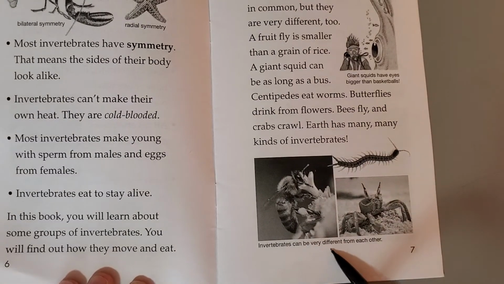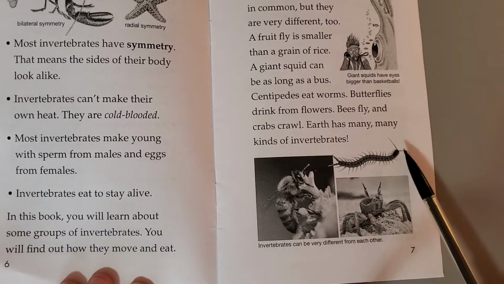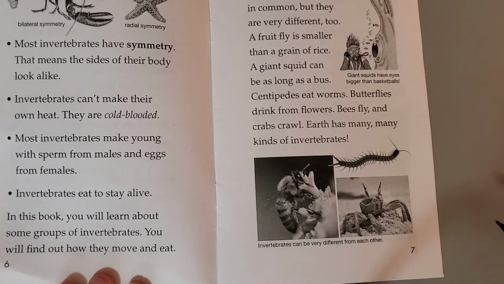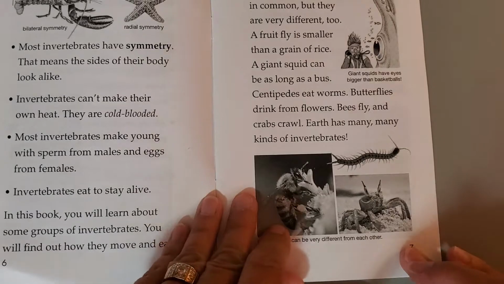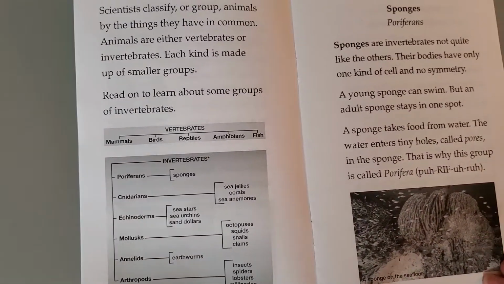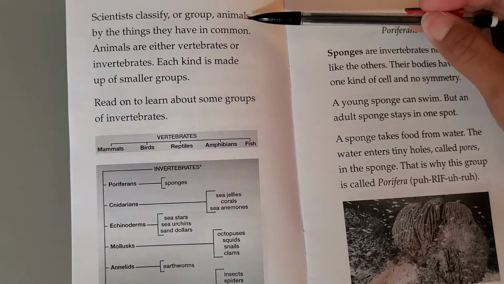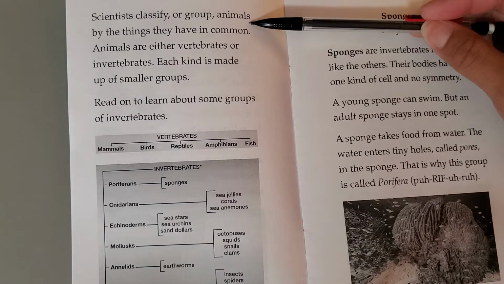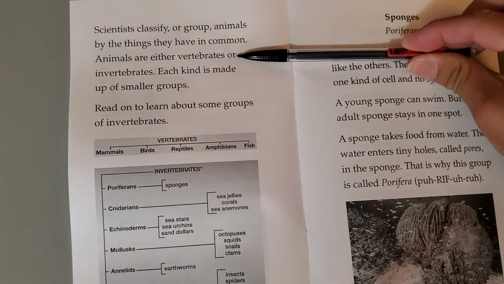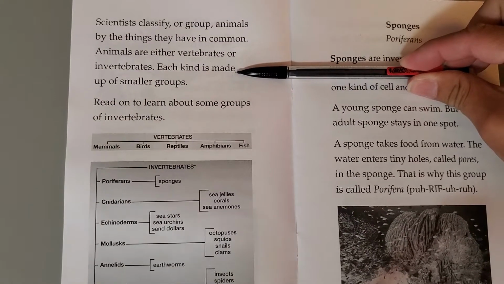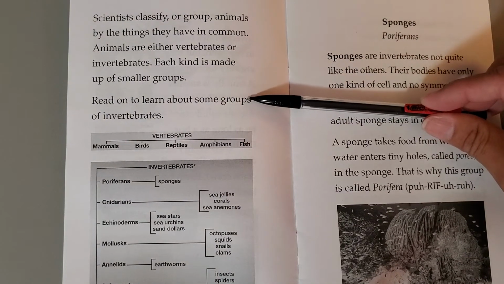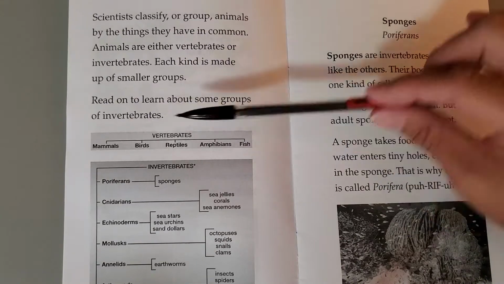Invertebrates can be very different from each other. So here's that centipede, here's the crab, and then there's a bumblebee. Scientists classify, or group, animals by the things they have in common. Animals are either vertebrates or invertebrates. Each kind is made up of smaller groups. Read on to learn about some groups of invertebrates.